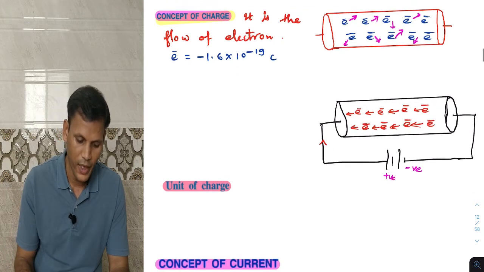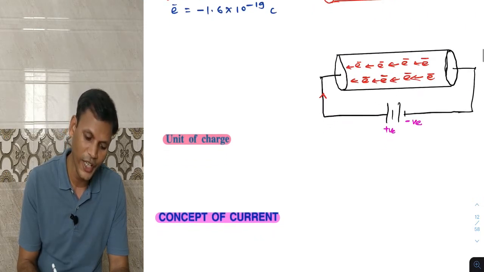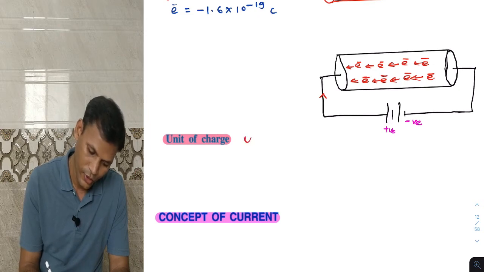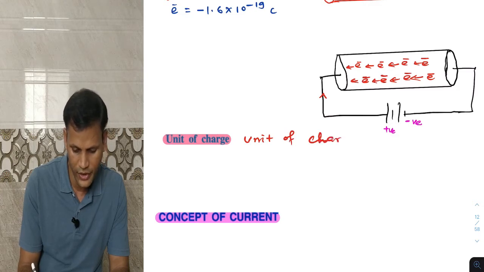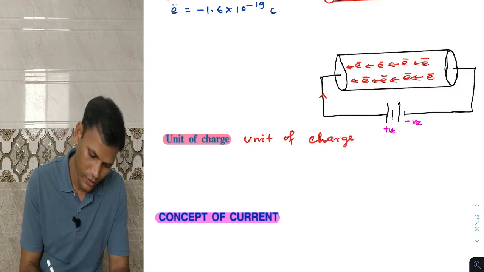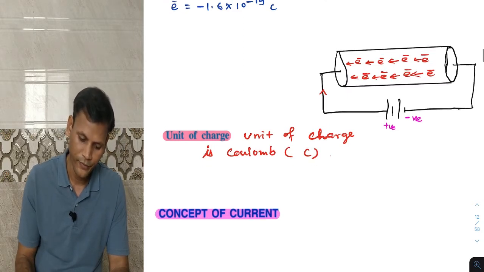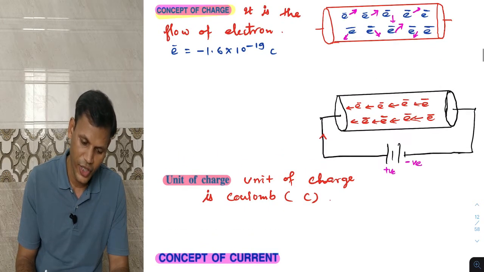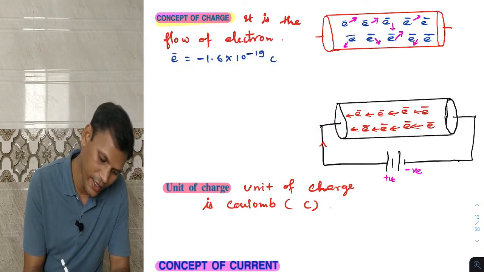Next, what is the unit of charge? The unit of charge is coulomb. It is represented by capital C. And as mentioned, the charge on an electron is e, and charge is represented by Q.